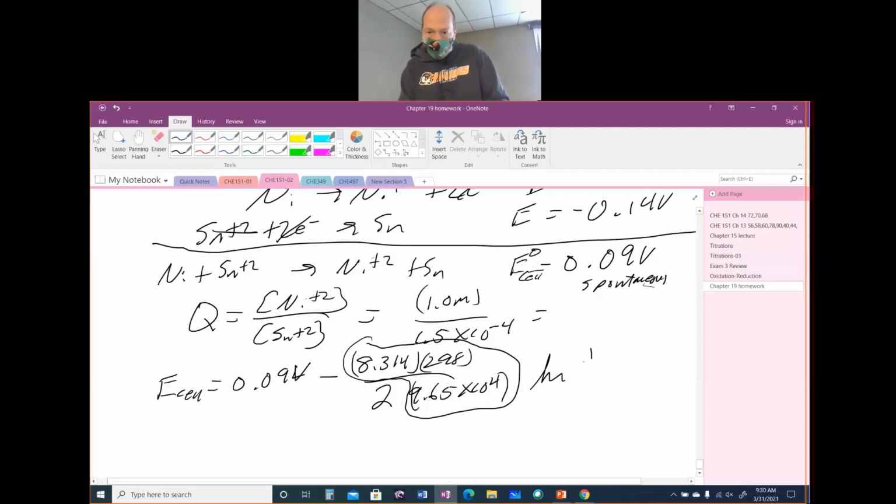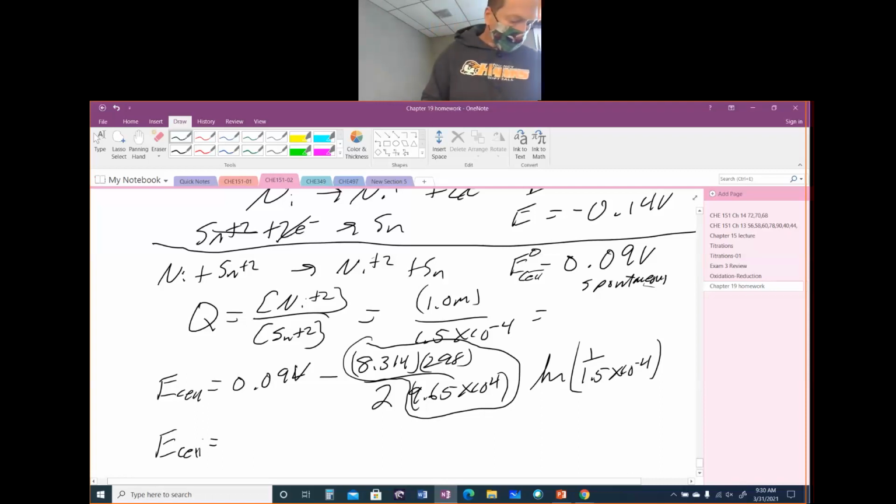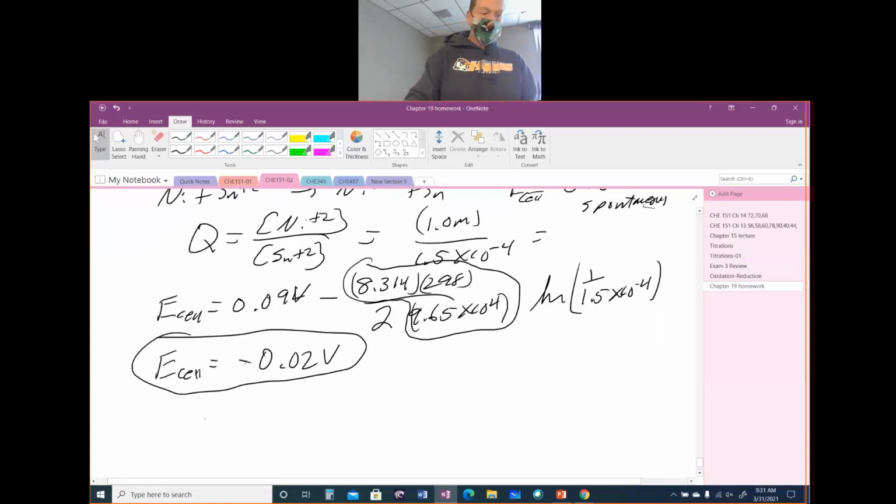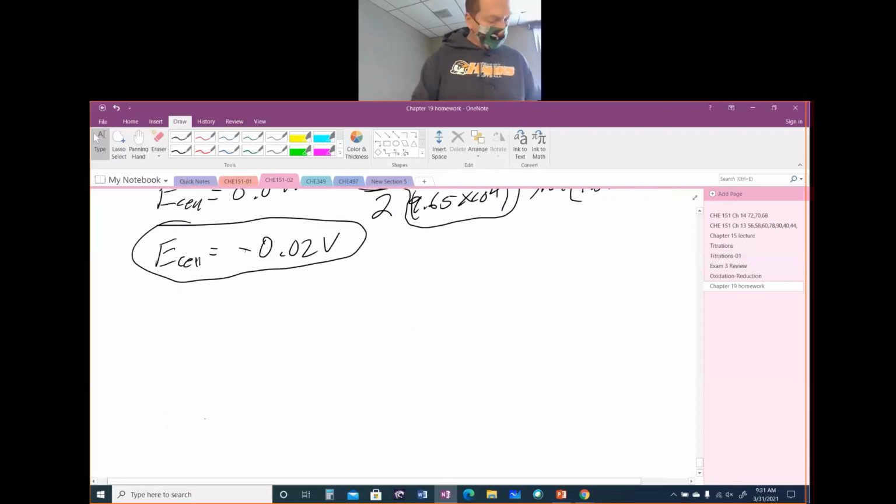And then I just have 1 over 1.5 times 10 to the minus 4. And then I push the buttons to get my E cell. And when I push the buttons, I get an E cell. Looks like negative 0.02. All right, so whatever you get when you push those buttons, I believe that's what I have written down. All right, so Nernst equation definitely will be questions on the test using the Nernst equation.